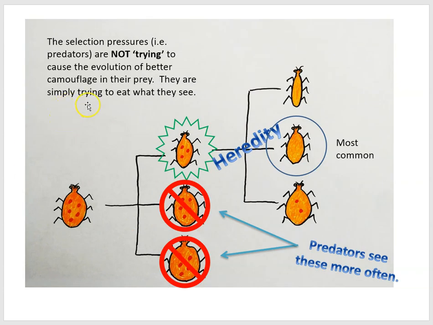The selection pressures, the predators in this case, are not trying to cause the evolution of better camouflage in their prey. They are simply trying to eat what they see. And this, again, is sort of an important idea here, because Darwin's going to say that this is a natural process. There's no intelligent mind guiding this. Certainly the predators are not trying to make the insects evolve better camouflage. That would not be in their interest. So we don't want to think along those lines at all. We just want to say that the predators are simply trying to find food and eat food. But the result of that cause and effect process is that the population of insects is evolving better camouflage.